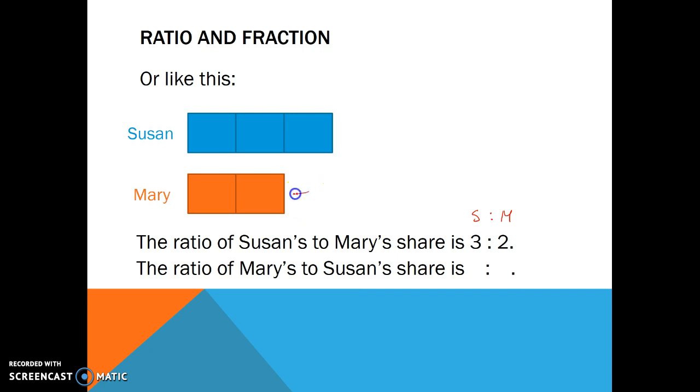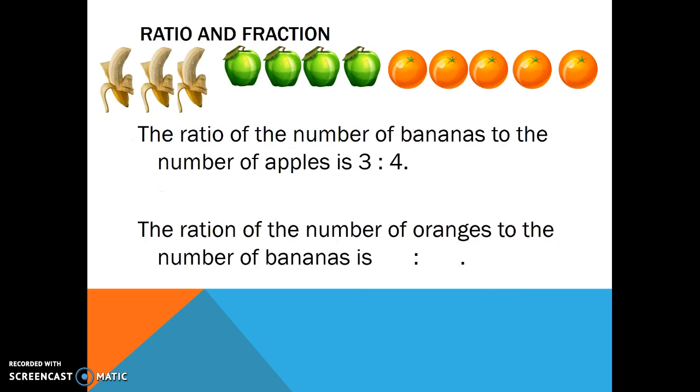Now we're going to look at this, and we want to compare Mary's share to Susan's. So we would write that the ratio of Mary's to Susan's share is 2 to 3. Now we've got Mary to Susan. Now don't forget, you guys, when we're writing these ratios, we are showing relationship. The ratios themselves are not quantities or numbers. They just show number of units, so we don't use labels with them. Okay, let's turn the page.